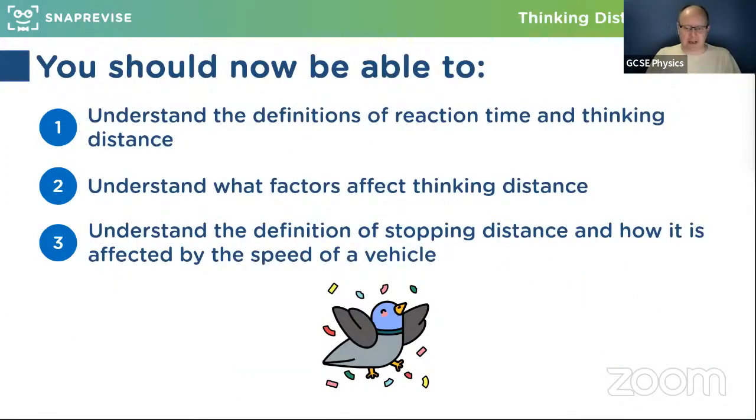Okay, so hopefully we now have covered everything we needed to cover for stopping distance today, and you should be able to understand the definitions of reaction time, the time taken for the driver to respond to an external stimulus, and thinking distance, which is the distance covered during that reaction time. Understand what factors affect thinking distance. We put together a table of the various things, distractions, drugs, alcohol, etc., which do that by extending reaction time, and understand the definition of stopping distance, which is thinking distance plus braking distance, and how it is affected by the speed of a vehicle.